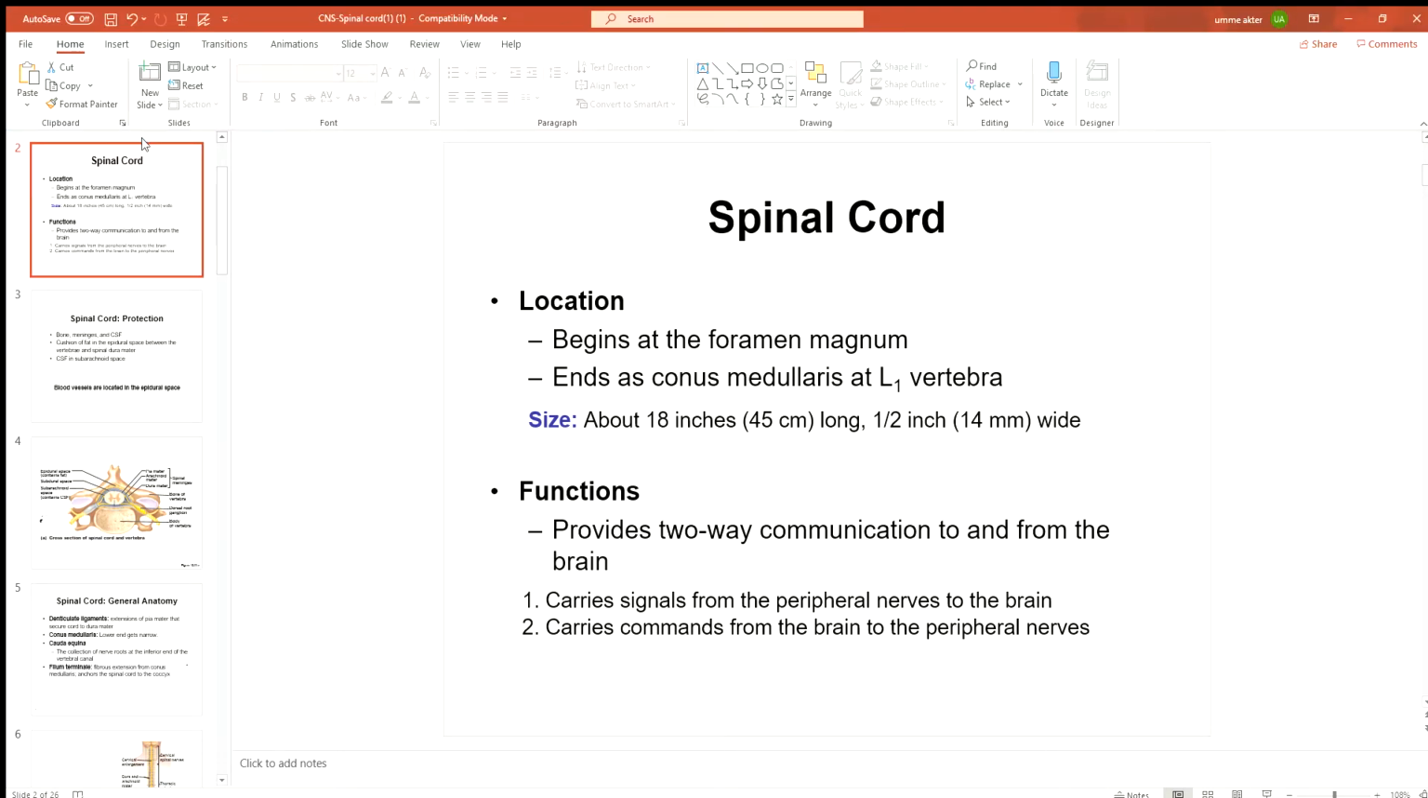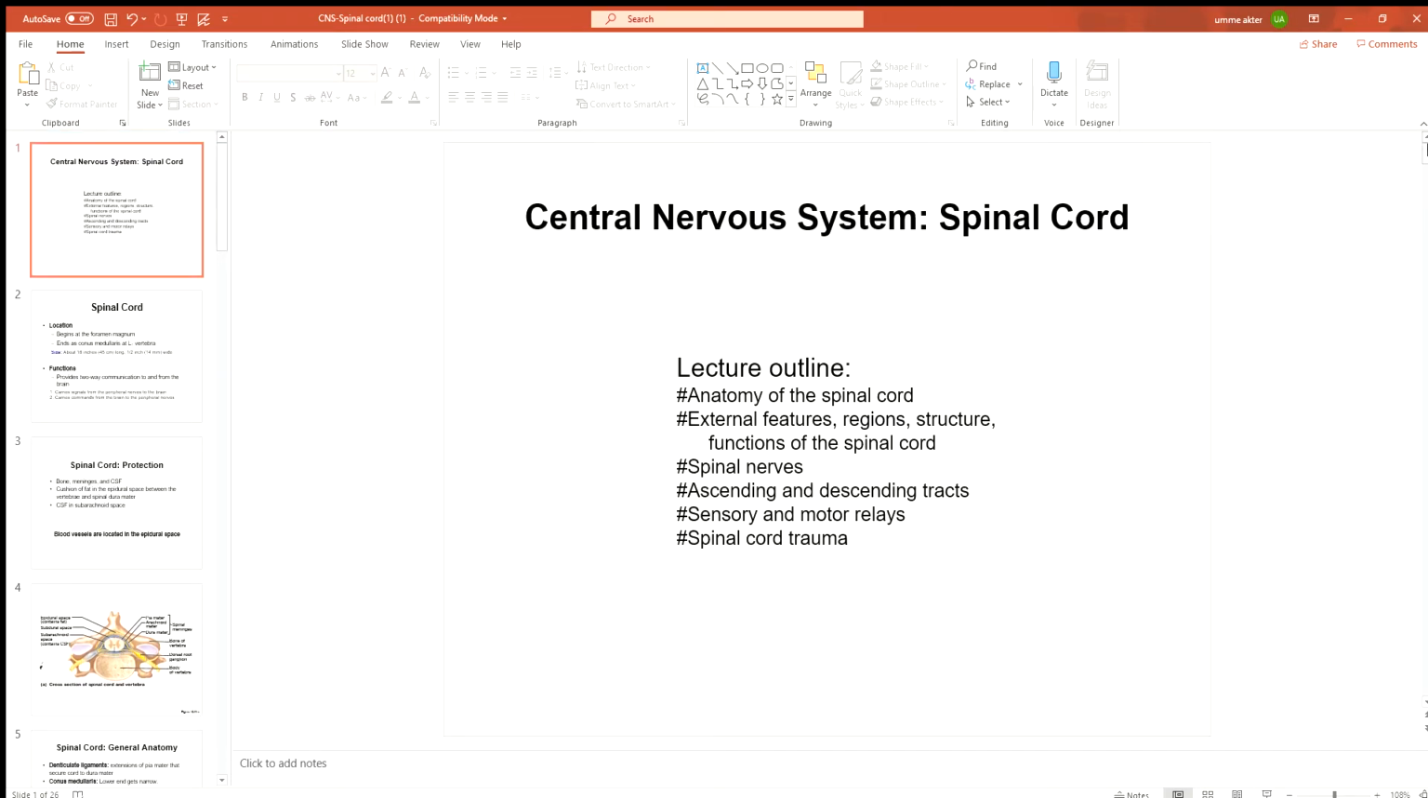Hello everybody. Today we'll talk about a very important structure of the nervous system, which is the spinal cord. You all know that two structures belong to the central nervous system, or CNS, the brain and the spinal cord. So today we will talk about the spinal cord.